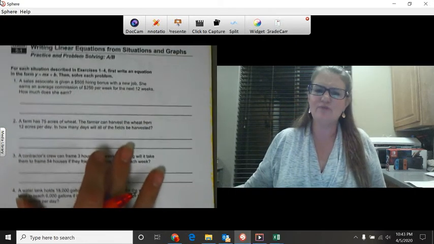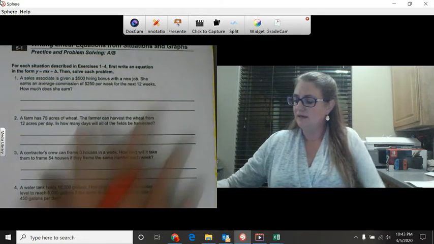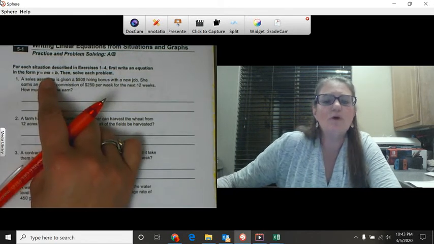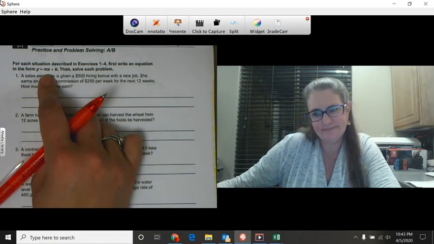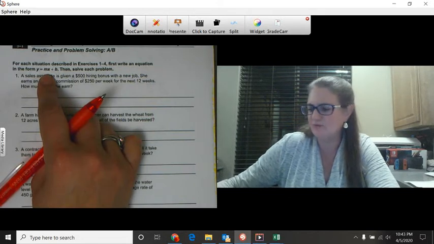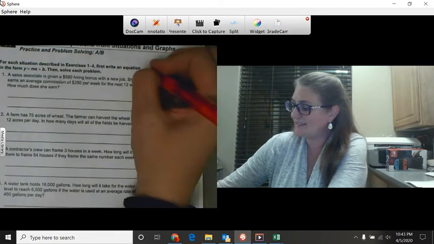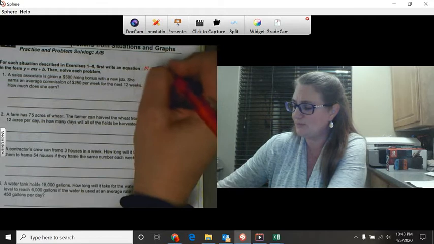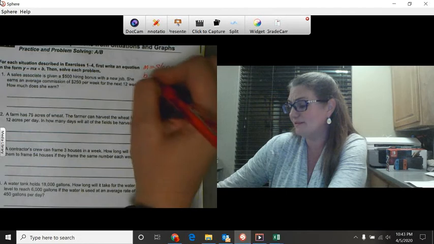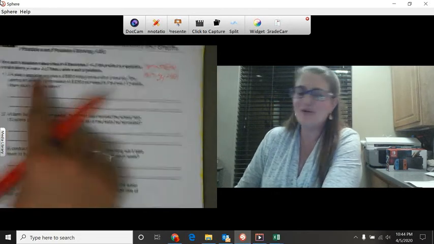We've done this before earlier in the year, but I need to go back over it, make sure that you remember how to do this. For each situation, we're going to write an equation in the form y equals mx plus b. What format is that? That's right. Slope, y-intercept format. Okay, and what was our slope? That's right, the m is our slope. And the b is what? That's right. The b is the y-intercept. Very good. Good job. Okay, so that is the y equals mx plus b format.